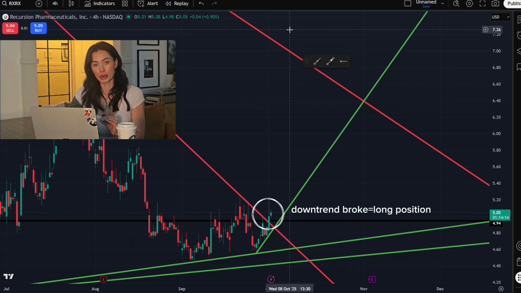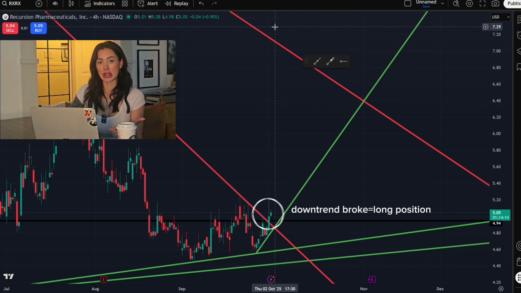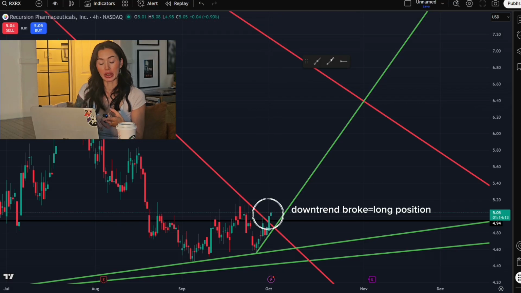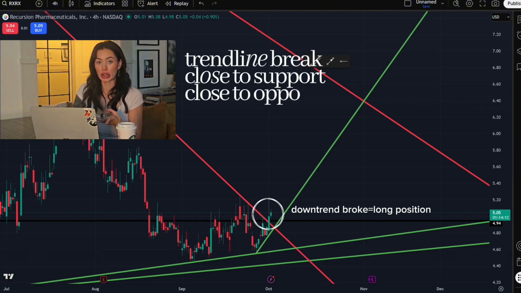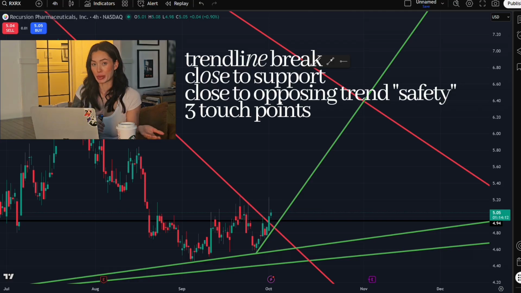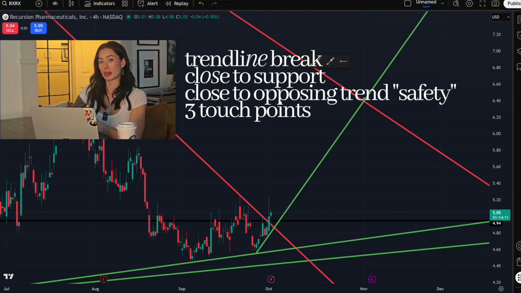So I went through my criteria in trading this stock. I did my top-down analysis. I identified, does it have enough criteria or meets my needs to enter a buy confidently? It broke one of my trend lines. It's very close to a support level. It's very close to an opposing trend line as well. So the risk is somewhat low, and it does have 3 touch points. So that is my criteria to feel confident to make a move in the market.